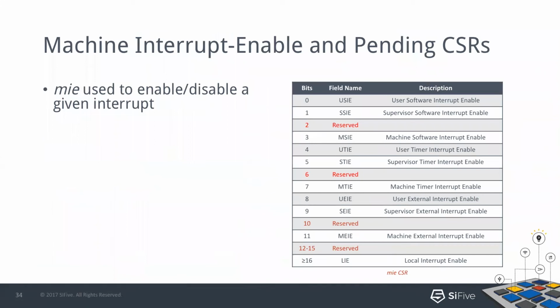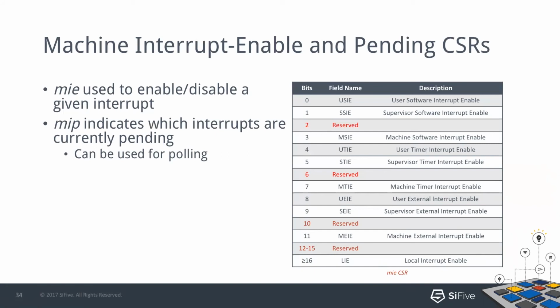Machine interrupt enable and pending CSRs. So MIE is used to enable or disable a given interrupt. We talked about the global interrupt enables in the mstatus register. MIE is used to enable or disable specific interrupts. So for example, if mstatus MIE is enabled and an MIE timer interrupt is enabled, then you will receive timer interrupts.